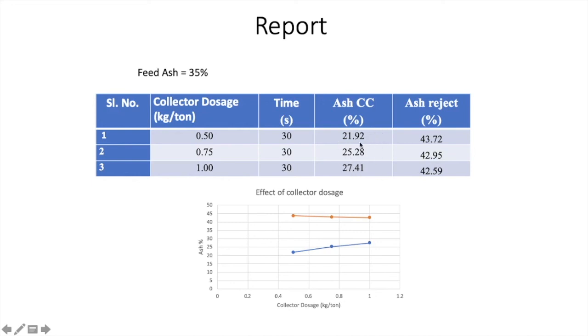Why this is increasing, you have to think and write in the discussion part. Further, you can plot a graph in this case also, with collector dosage on the x-axis and ash on the y-axis, and this is how the trend will look. For experiments where you plot a graph and see the effect of one variable with respect to another, you write some kind of conclusion. Results will not be there because you are not estimating anything; you are seeing the effect of changes in the variables. So here you will write conclusions.